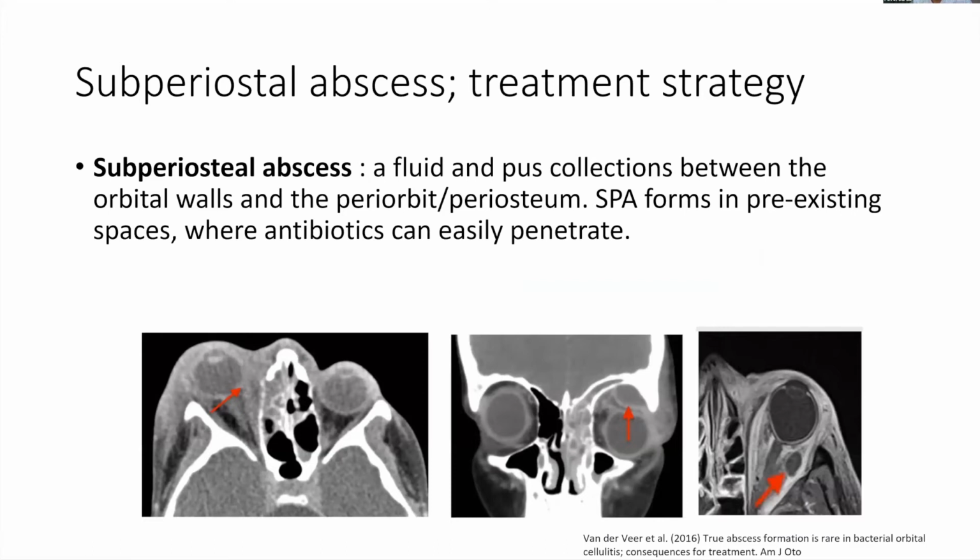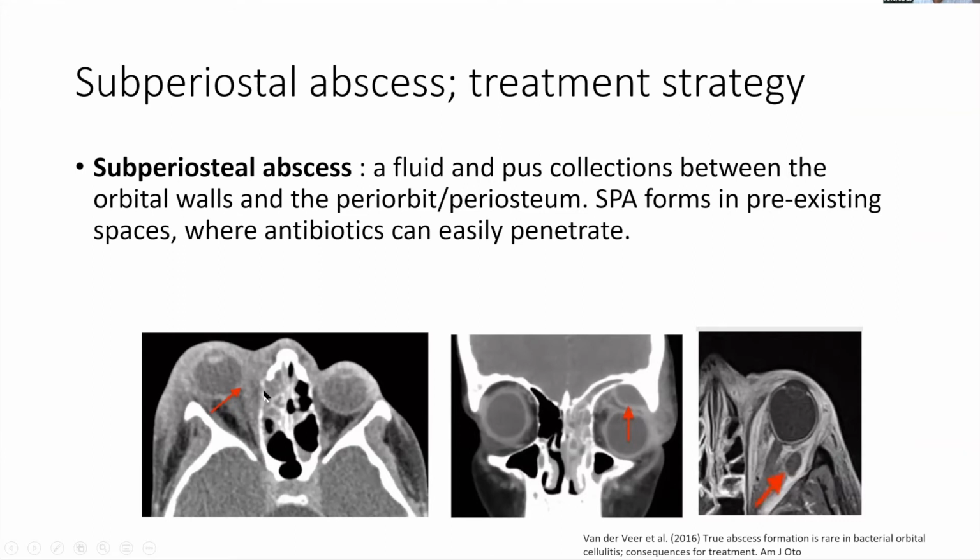In terms of treatment strategy for the subperiosteal abscess, at the moment, the ENT UK guidance clearly states that every subperiosteal abscess should be treated surgically. So it should always be drained. There are different ways to treat that, which I will explain later. But maybe I can show on the CT scan how it looks.